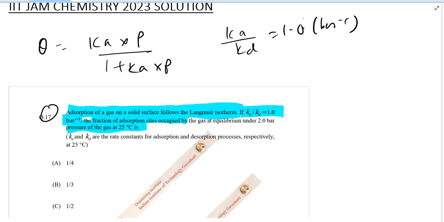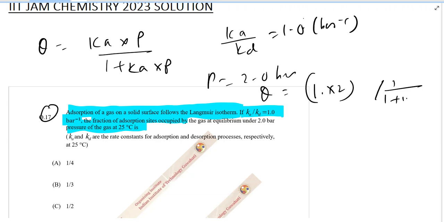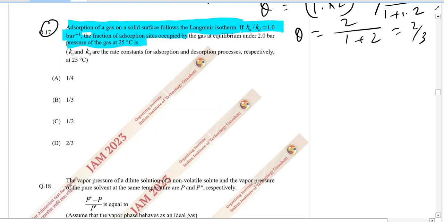So let's substitute this in here, and P equal to 2.0 bar. So theta equal to 1 into 2 by 1 plus 2, so 2 by 3. So theta equal to 2 by 3. Therefore, the fraction of adsorption sites occupied by the gas at equilibrium under 2.0 bar pressure of gas at 25 degrees is 2 by 3. So option number D is correct.